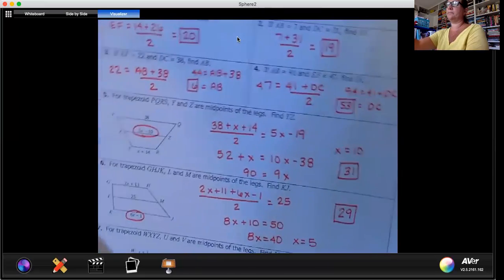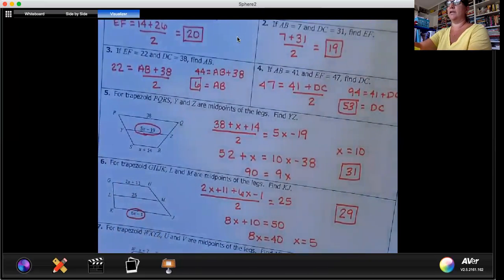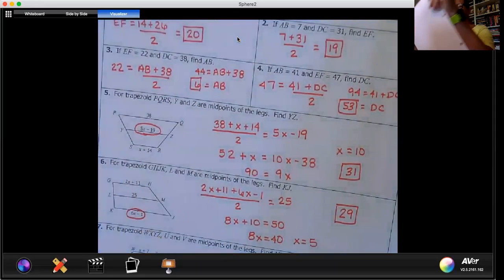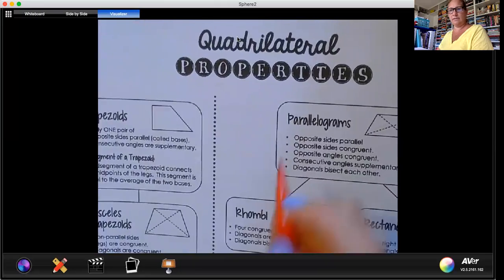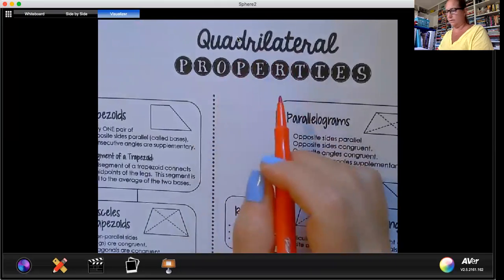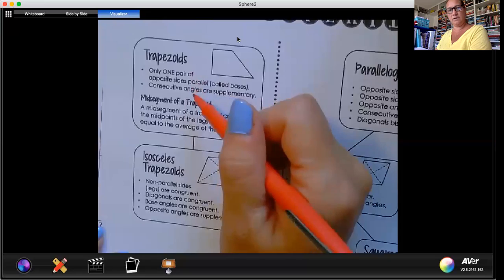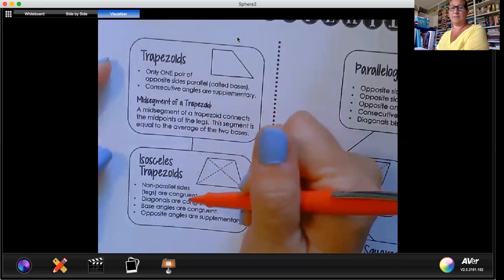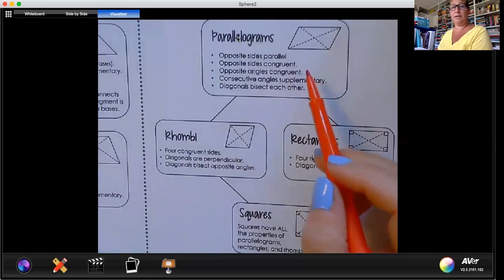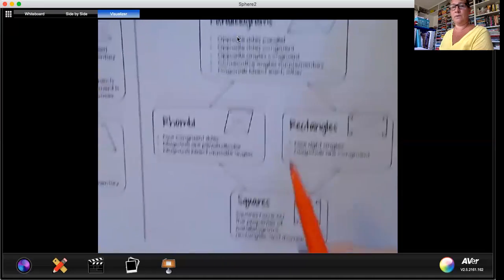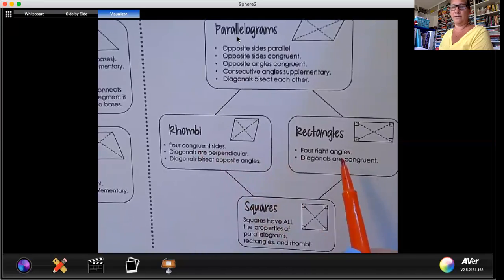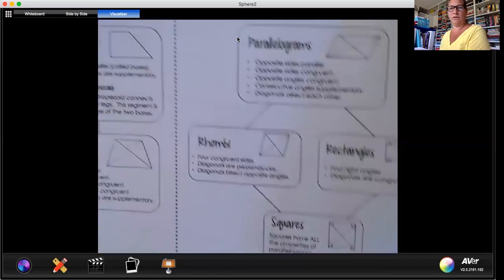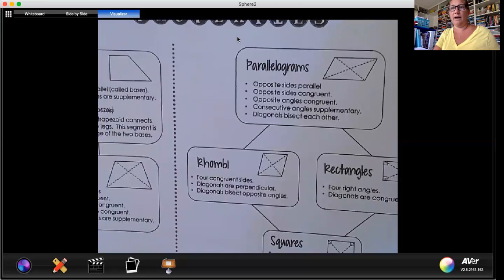The next page that you guys have simply summarizes all your quadrilaterals. So it gives you all your characteristics of trapezoids, talks about midpoints, talks about isosceles trapezoids, parallelograms, rhombi, rectangles, and squares are all parallelograms, and squares are rhombi and rectangles. So it kind of gives you a graphical illustration of how all of the quadrilaterals are related.